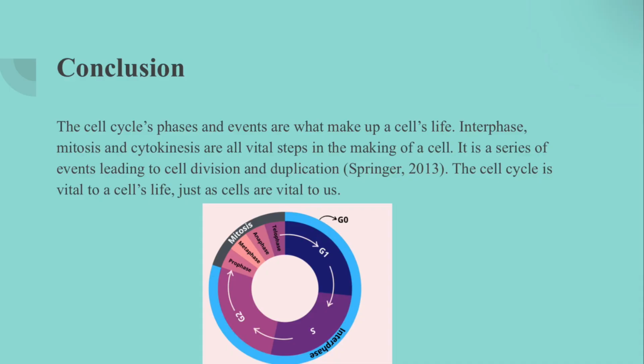The cell cycle's phases and events are what make up a cell's life. Interphase, mitosis, and cytokinesis are all vital steps in the making of a cell. It is a series of events leading to cell division and duplication. The cell cycle is vital to a cell's life, just as cells are vital to us.